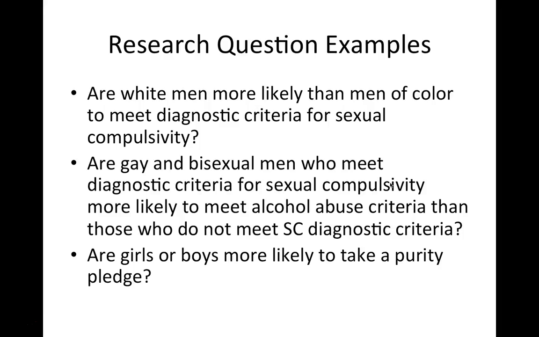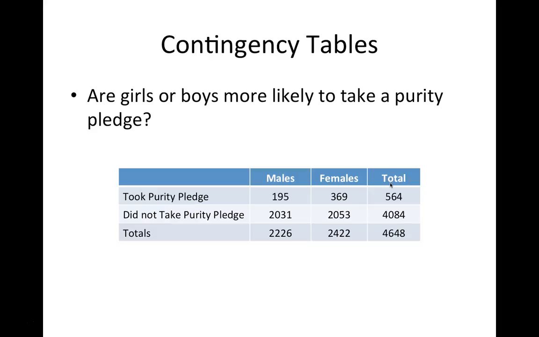In the AdHealth data, we might ask, are girls or boys more likely to take a purity pledge? So this is in some ways a descriptive question, although we can test to see if these variables are actually independent of one another. So is gender independent of taking a purity pledge? And following that particular question, this is what this contingency table would look like. We essentially have this 4-cell situation here.